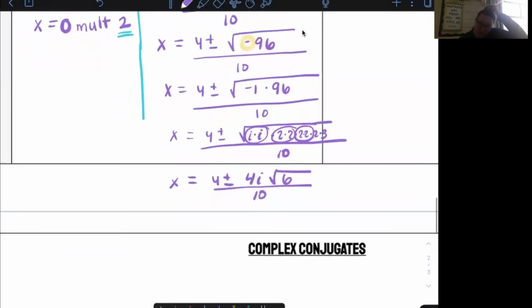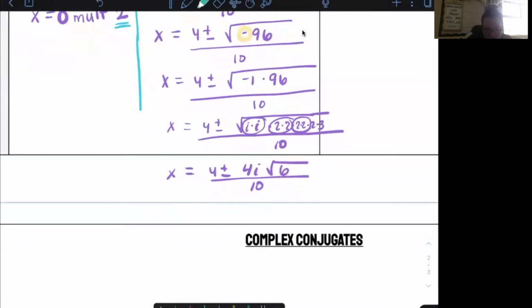So now because 4 over 10 and 4i root 6 over 10 can reduce, I can simplify this to be x is equal to, all of these are divisible by 2, so I'm going to say 2 plus or minus 2i root 6 over 5.